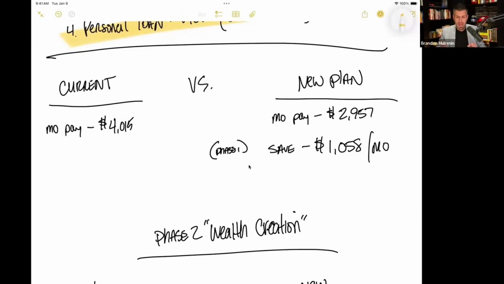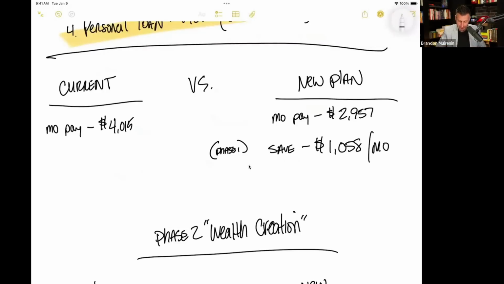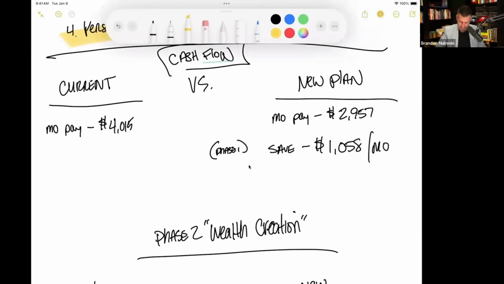The first phase in wealth creation is we have to look at cash flow. So the first thing that we analyze at the meeting is we add all of their outgoing debt obligation. That's right here on this list. So what does it currently look like? And in this example, their current monthly outgoing obligation is just over $4,000, $4,015.